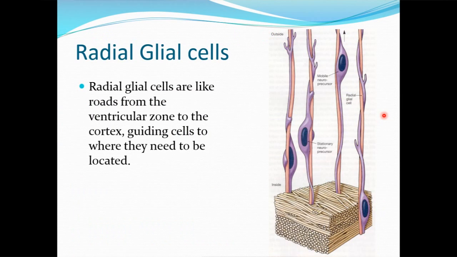Now this is very interesting. You get what you call radial glial cells. So these are also glial cells, again, a different type of glial cell. Radial glial cells are like roads from the ventricular zone to the cortex, guiding cells to where they need to be located. So we know these little cells are moving, but how do they know where to go? These radial glial cells stretch from the ventricular zone to the correct layer of the cortex to guide them where they need to go.